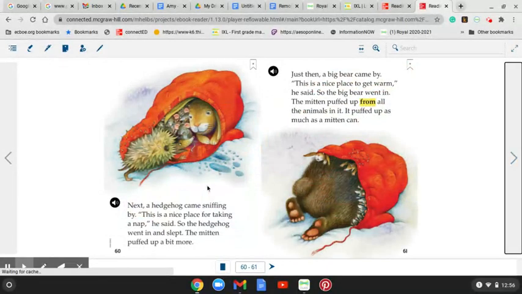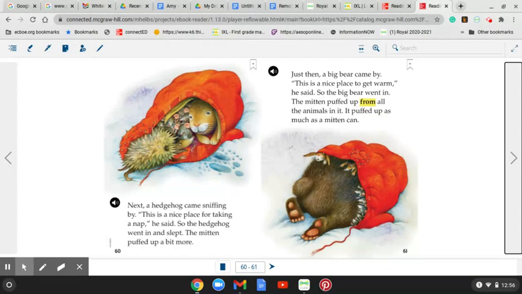Okay, put your fingers under the words with me. Next, a hedgehog came sniffing by. "This is a nice place for taking a nap," he said. So the hedgehog went in and slept. The mitten puffed up a bit more. Oh my.